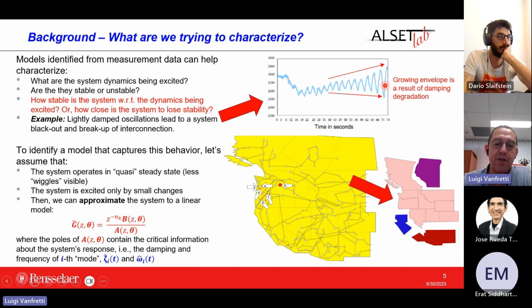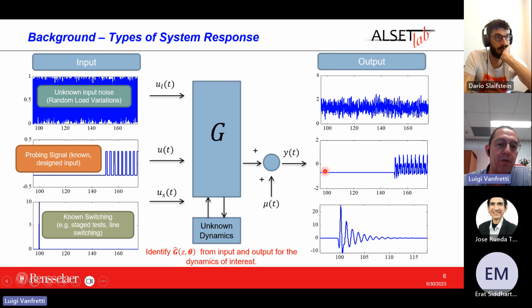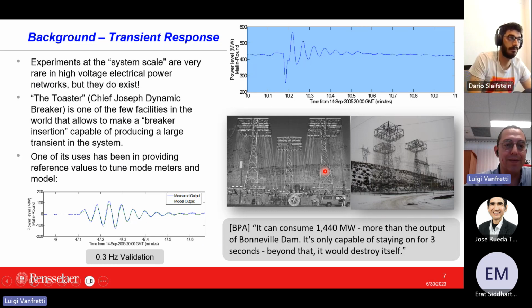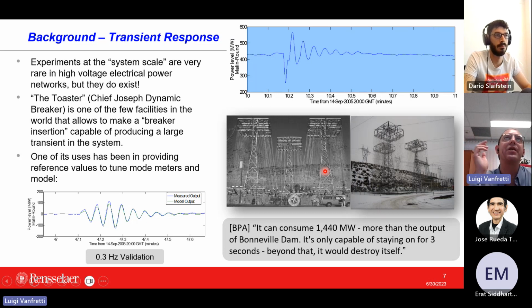This is the response of the system during this event in 1996 when the system broke apart. And that was the motivation to be able to do this dynamic monitoring. So when they started doing this dynamic monitoring, they created this thing called the Chief Joseph Dynamic Brake. It is one of the few facilities in the world that allow you to inject a shunt resistor, basically. This is what it is. And you can actually apply a transient into the system.